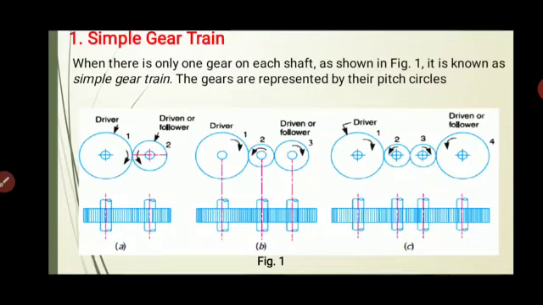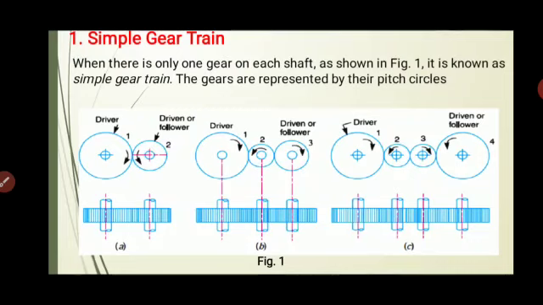And in figure C, we have four gears: the driver, the driven gear, and two intermediate gears or idler gears. But in figure C, we can see that the driver gear and the driven gear are rotating in opposite directions. So from these figures, we can conclude that if the idler gears are odd in number, then the driver gear and the driven gear always move in the same direction of rotation. Whereas if the idler gears or intermediate gears are even in number, then the driver gear and the driven gear rotate in opposite directions.